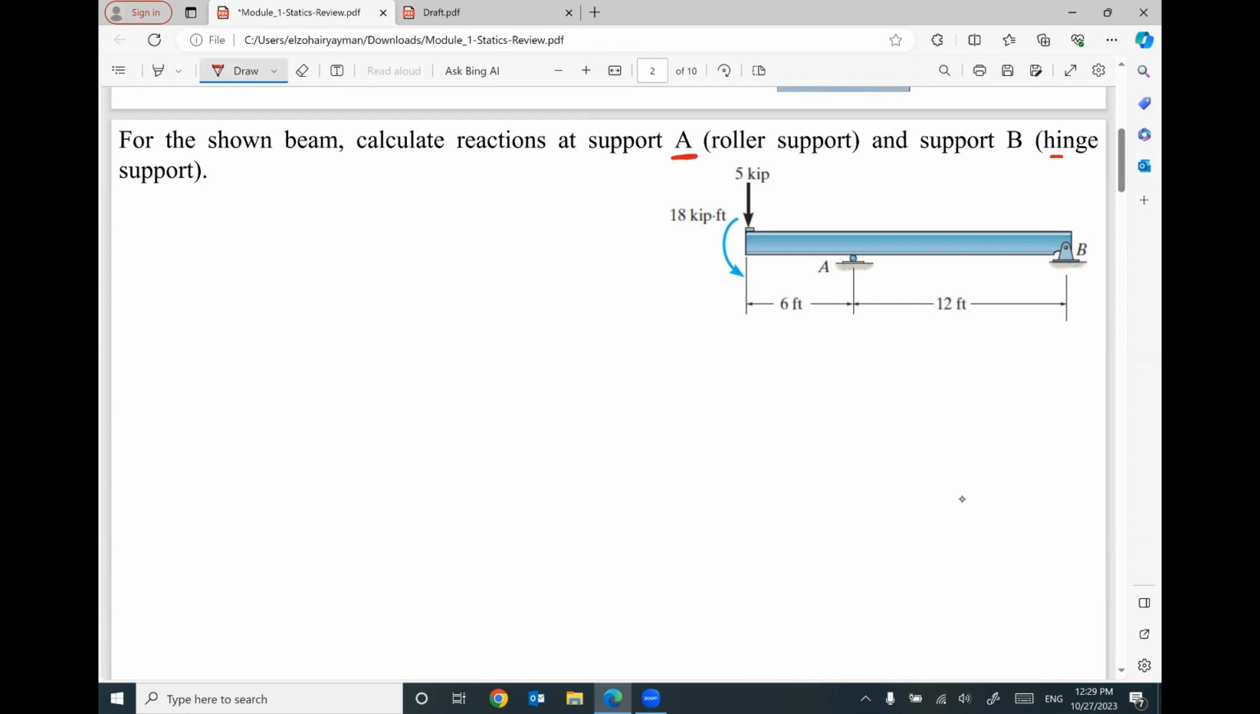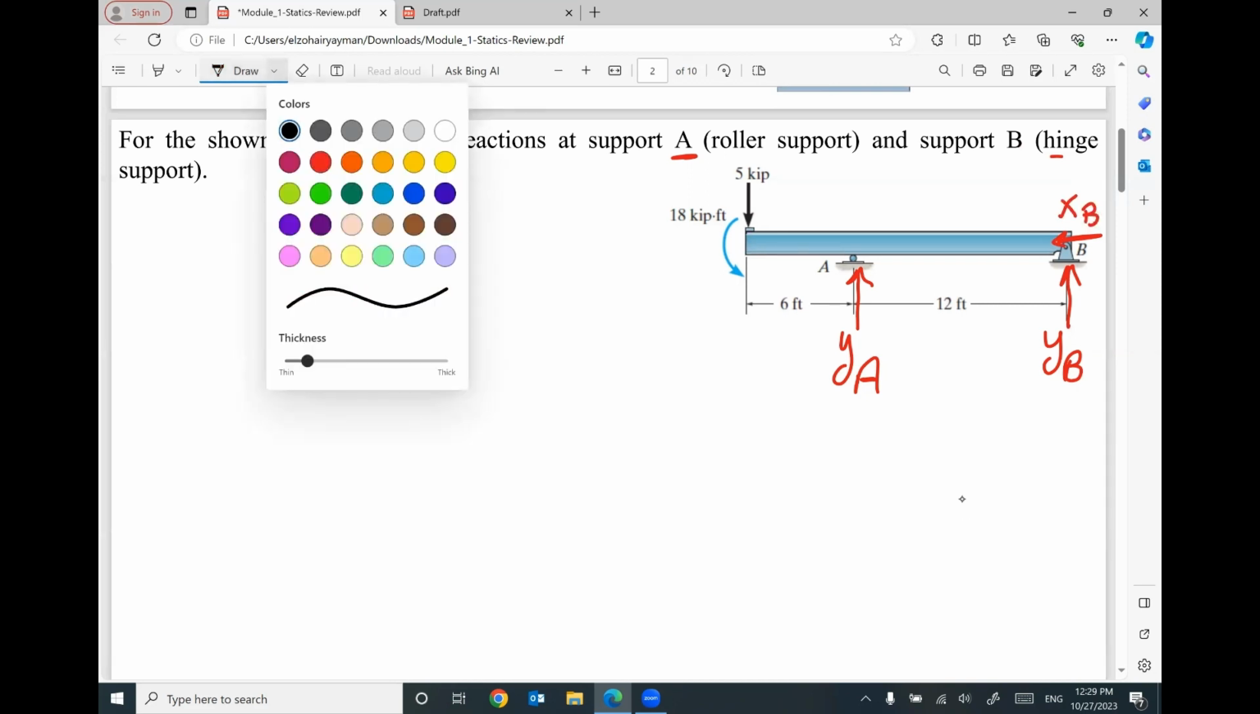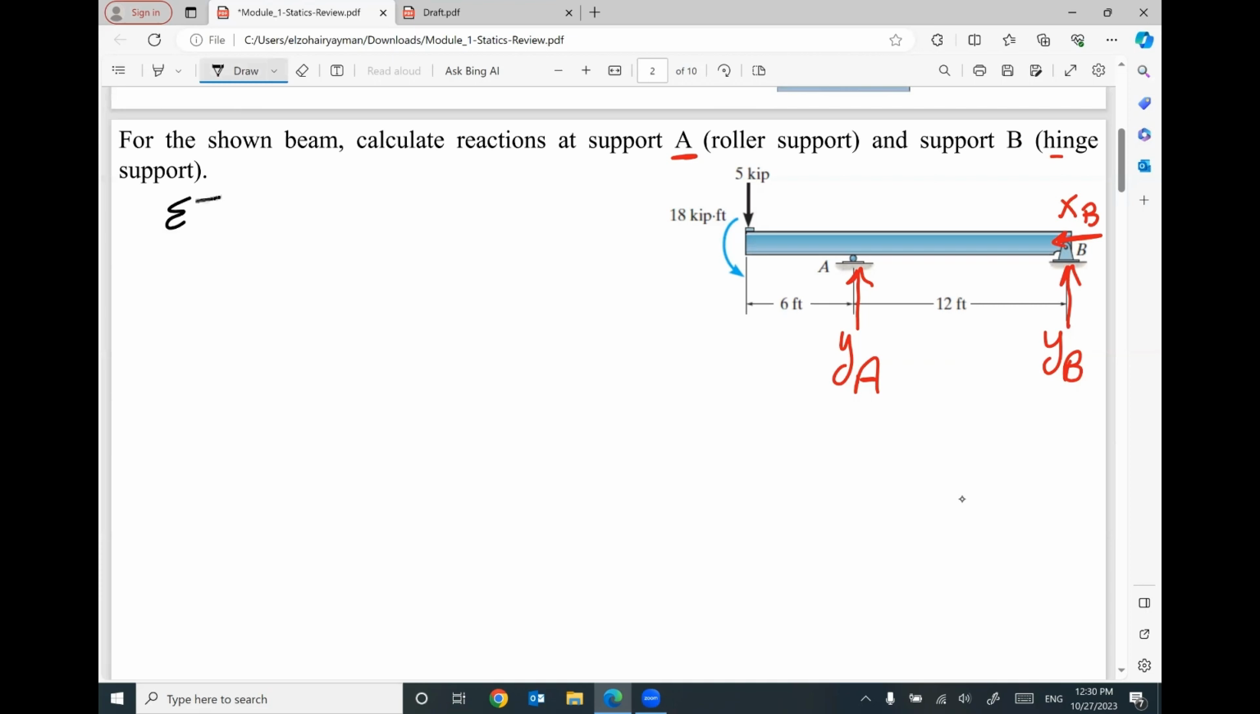First step, I need to set up my reactions first. A is a roller, so we should expect one reaction at A, YA. B is a hinge, that means we have two reactions at B, YB and XB. Once you set up your reactions, I will apply my equilibrium equations. Summation Fx equals 0. Summation Fy equals 0. Summation moment at any point equals 0.